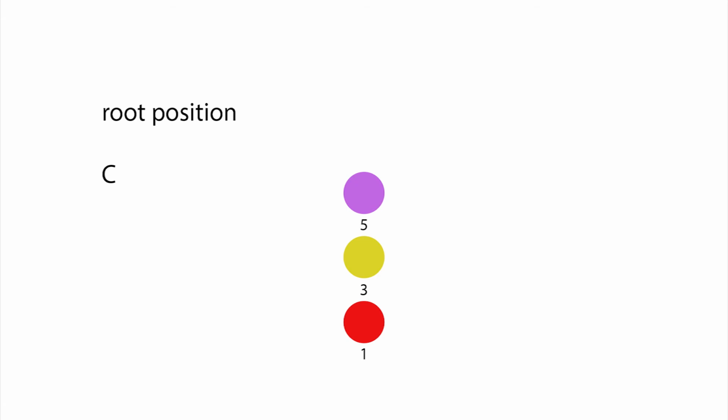If I put the third on the bottom as the lowest note of the chord, I get 3, 5, and now 1. So this is in a different order. The lowest note on this chord is E. This is called a C chord in the first inversion, or C over E.